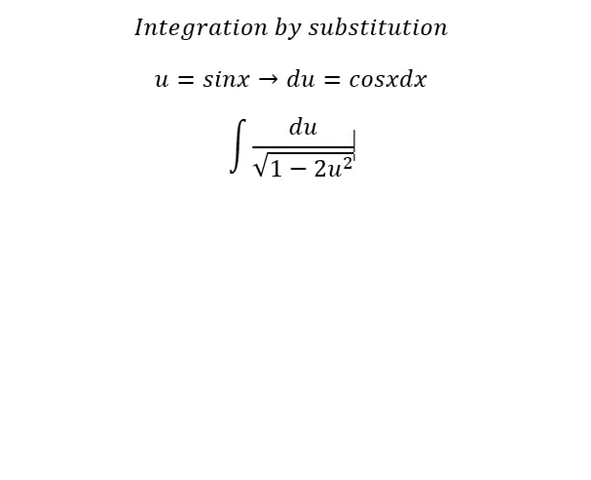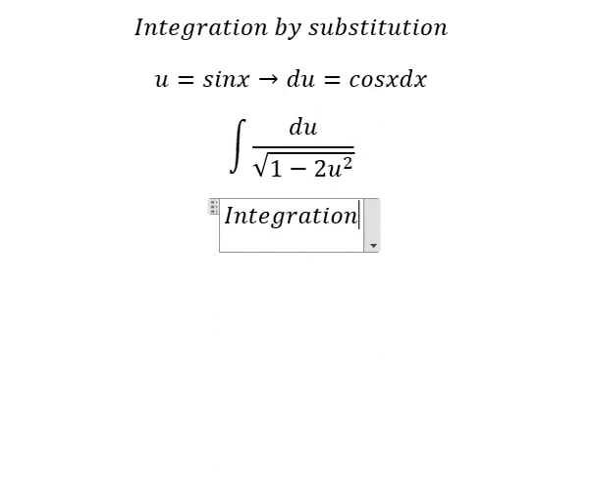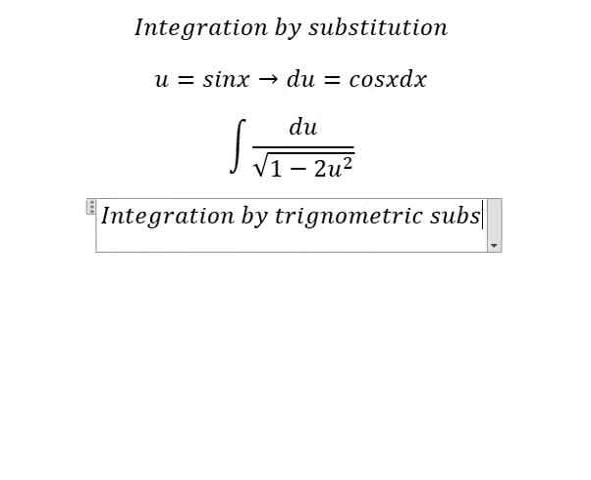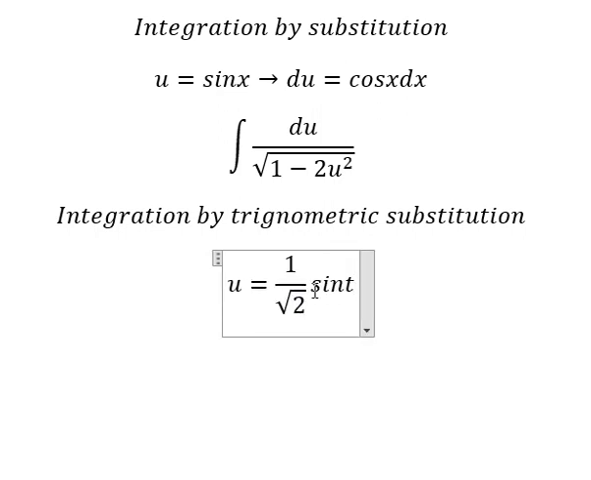So we can use integration by trigonometric substitution. So I will put u equals 1 over the square root of 2 sine t.